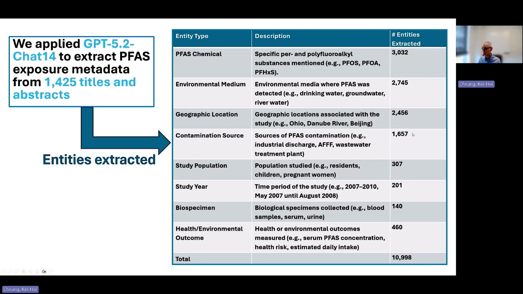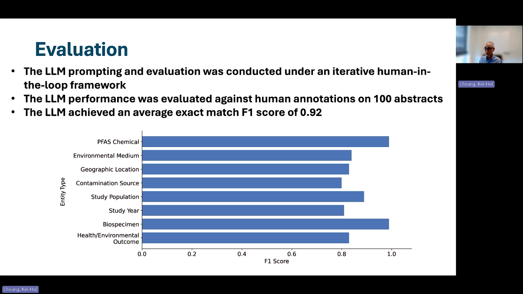This table shows you the number of entities extracted for each entity type. For example, PFAS chemicals, of course, has the highest number of terms extracted from the papers. The second one is environmental medium. So that's a total of over 10,000, or close to 11,000, entity terms extracted from this collection of titles and abstracts.